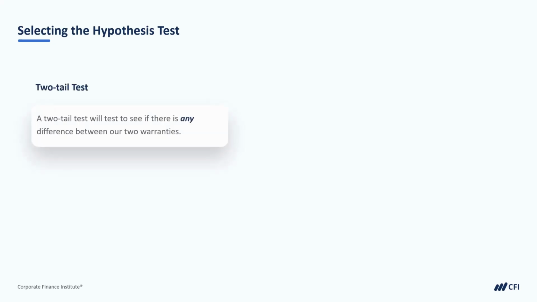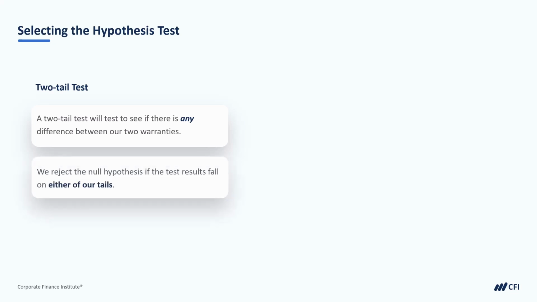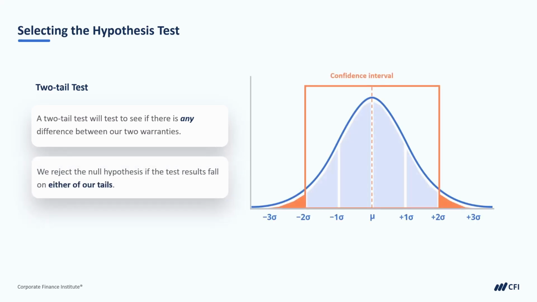Using our example, a two-tailed test will test to see if there is any difference between our two warranties. The two-tailed test gets its name because we're rejecting the null hypothesis if it falls on either of our tails. Let's review the following visual to see how this test relates to our stated hypothesis and the confidence level and alpha that we selected. Here we see a distribution of our samples.